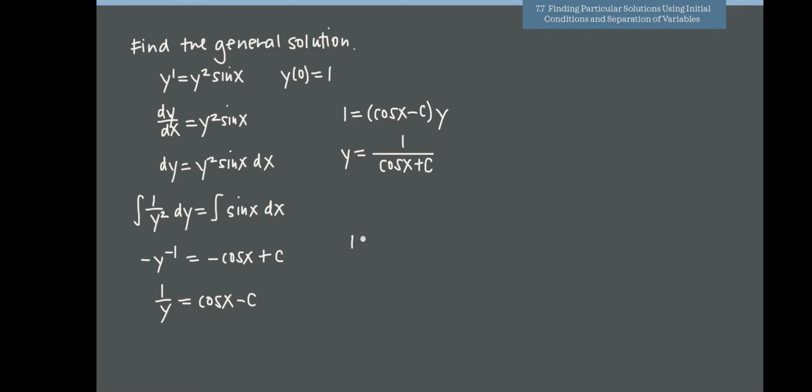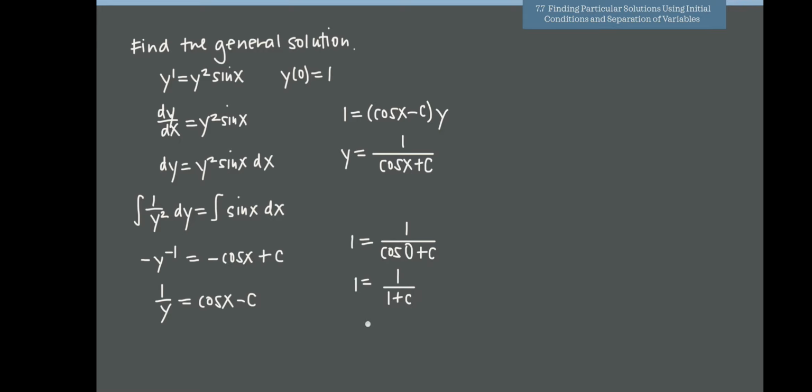So we would say here 1 is equal to, plugging in this 1 for this y here. So 1 is equal to 1 divided by cosine of 0, because we're taking the 0 here for x and plugging that in here, cosine of 0 plus c. So we say 1 is equal to, cosine of 0 is 1, so we get 1 divided by 1 plus c.